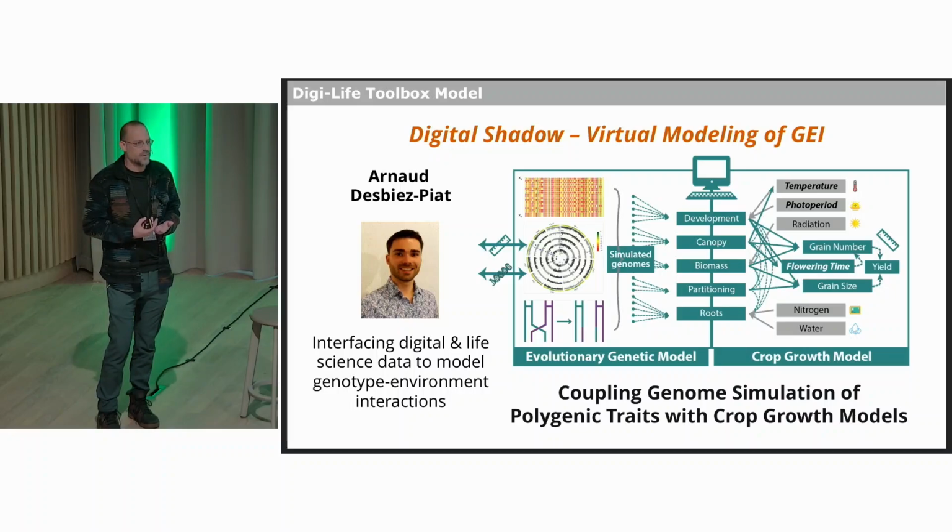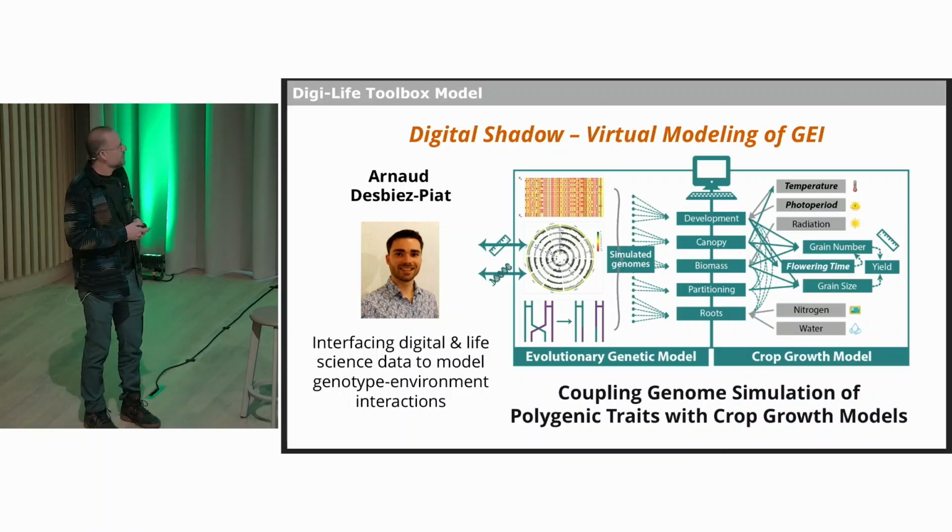And then the virtual crosses made from real parents are then assigned by the genomic predictions the physiological parameter traits from the genetic architectures. And then that passes to the crop growth model with the environmental data of a given environment, and those virtual genotypes then are kind of grown in a real environment, let's say. So what's going on here is we're coupling genome simulation of the polygenic traits with crop growth models.